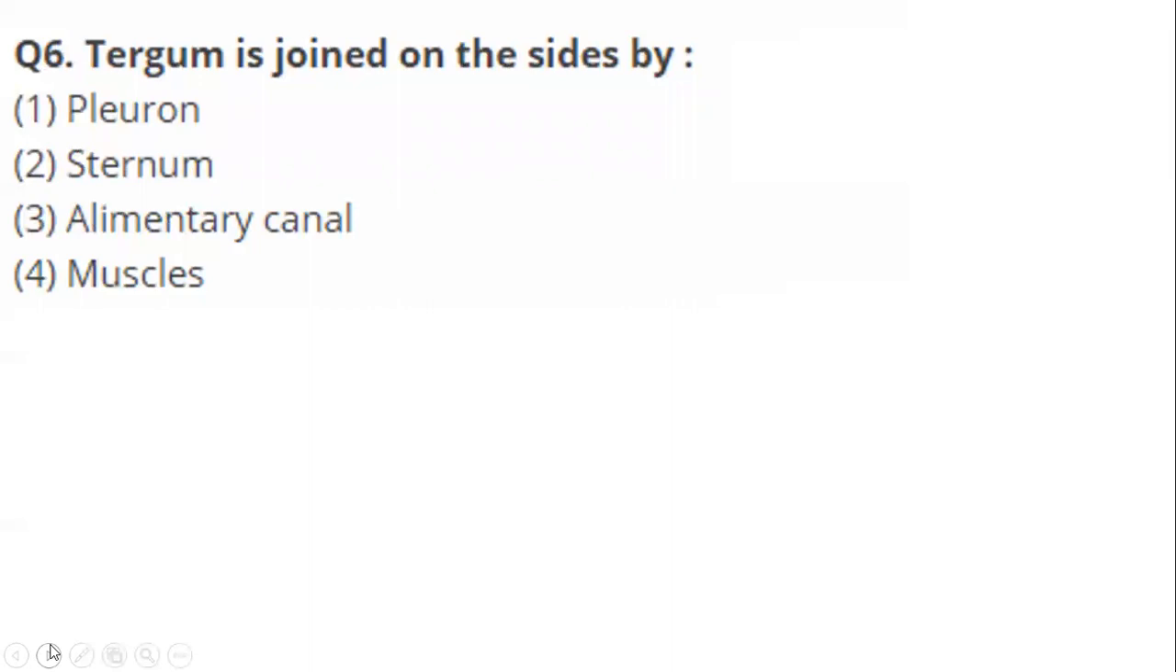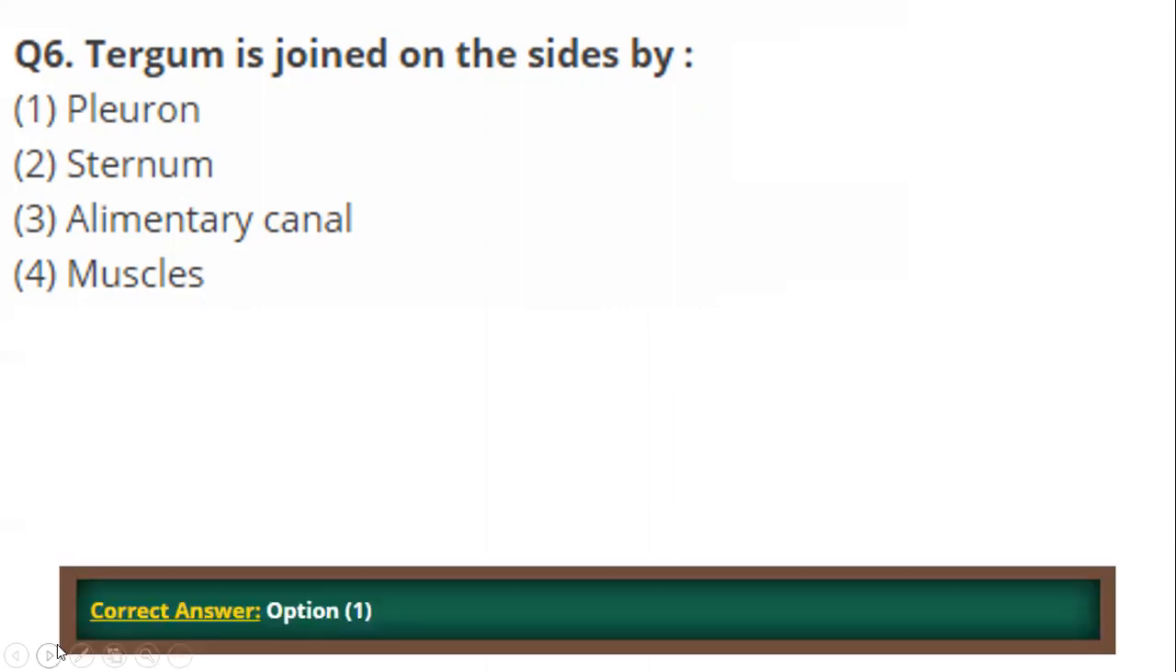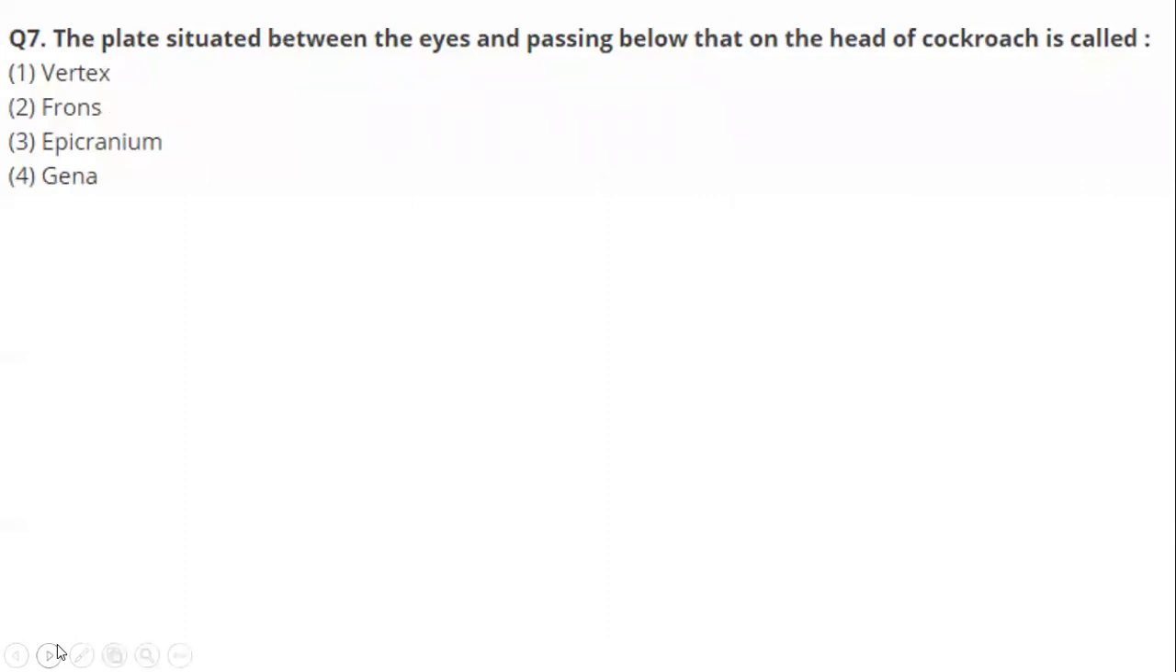Sixth question. Pterygum is joined on the sides by pleuron, sternum, alimentary canal, or muscles. Comment whether it is 1, 2, 3, or 4, and the answer is option 1, pleuron. Pterygum is joined on the sides by pleuron. Next question on the screen.